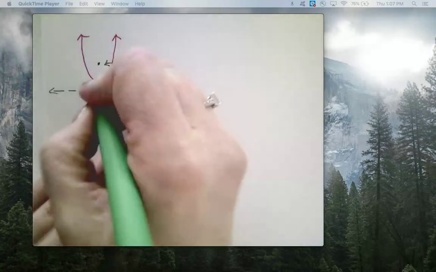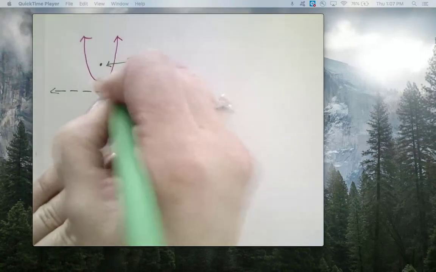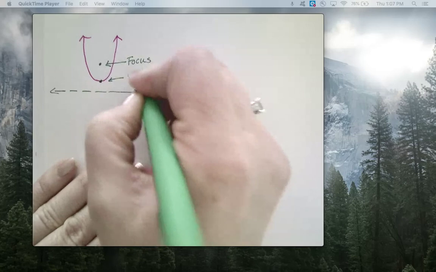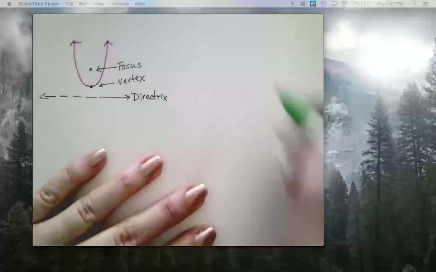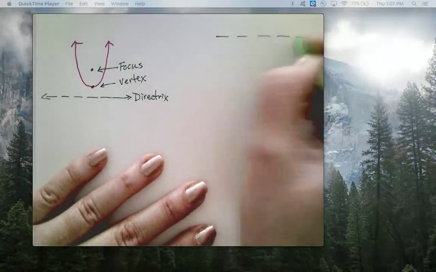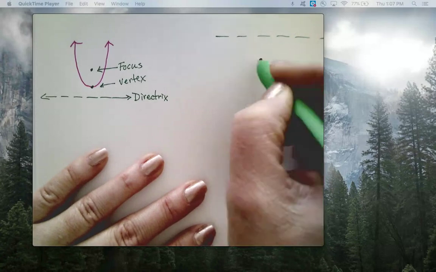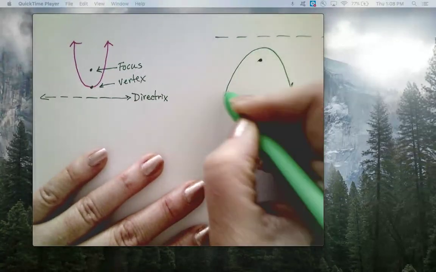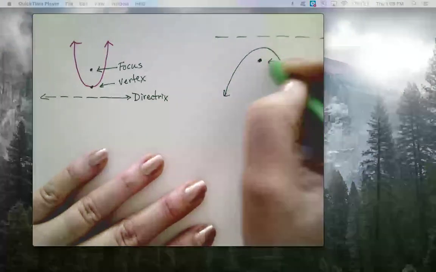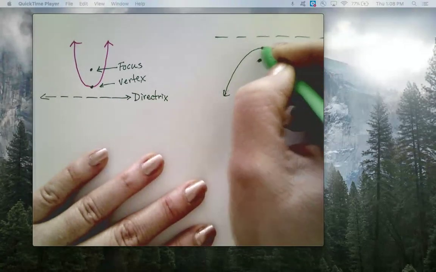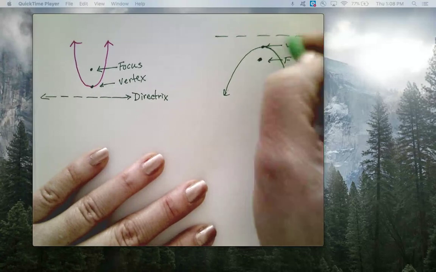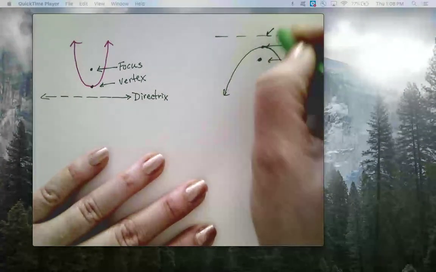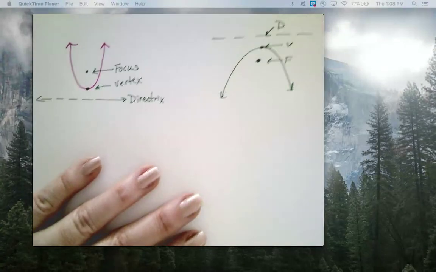And then every single parabola has always had a vertex. And remember, this works exactly the same way if it was concave down. I have my focus, I have my vertex, and I have my line, which is my directrix.